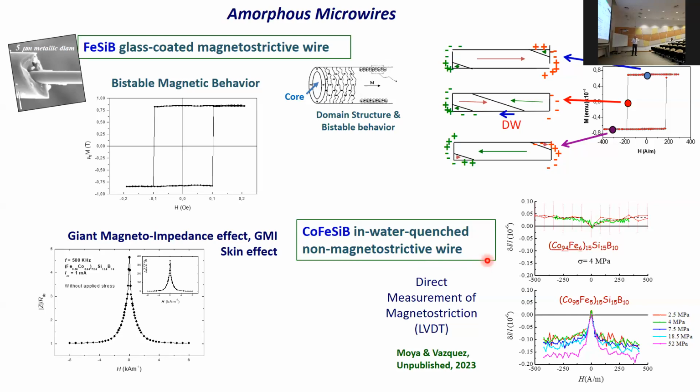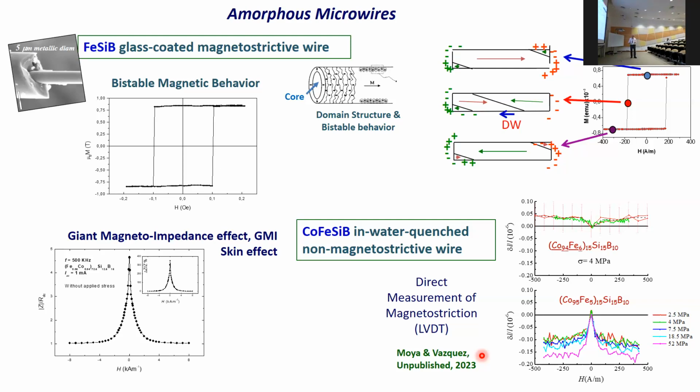But I would like to emphasize that if we change 1% in the composition of iron and cobalt, here the magnetostriction is positive, so it means that when the field is applied, it enlarges a little bit. But if we change just 1% in the composition, we get a negative value for the magnetostriction, also very small, but not as small as here. I would like to underline that it is possible to tune this magnetostriction value just by changing very, very little the alloy composition.